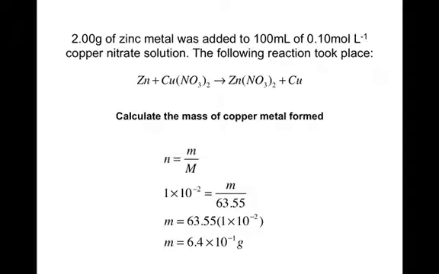So as a result, we can also determine the molar mass of copper from the periodic table. In this case, it is 63.55 grams per mole, and we substitute this into the equation. We then rearrange, and we find that the mass is equal to 6.4 times 10 to the negative 1 grams, to two significant figures.